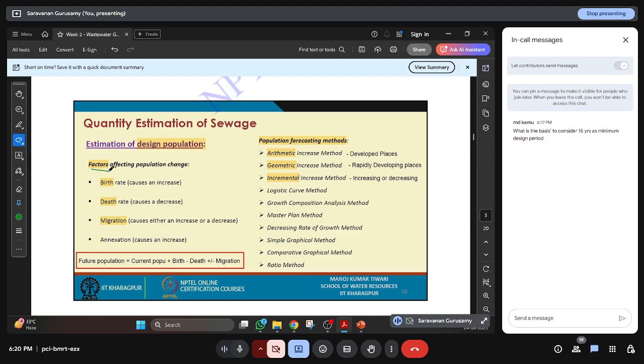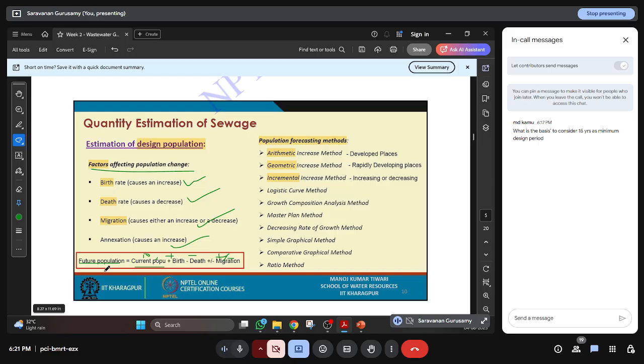What are the factors that affect population change? Some people may be born, some people may die, and some migration may happen. People will come from different cities to this city, and some annexation will happen, causing an increase. So the future population will be the current population. If I take Trichy, we have 10 lakh population, for example, and in 15 years, some births may happen. Some 5,000 people may be born, and 10,000 people may die, and there is some migration, plus or minus. If somebody comes, we have to add; if somebody left, we have to subtract. So this is the total formula behind the future population calculation.